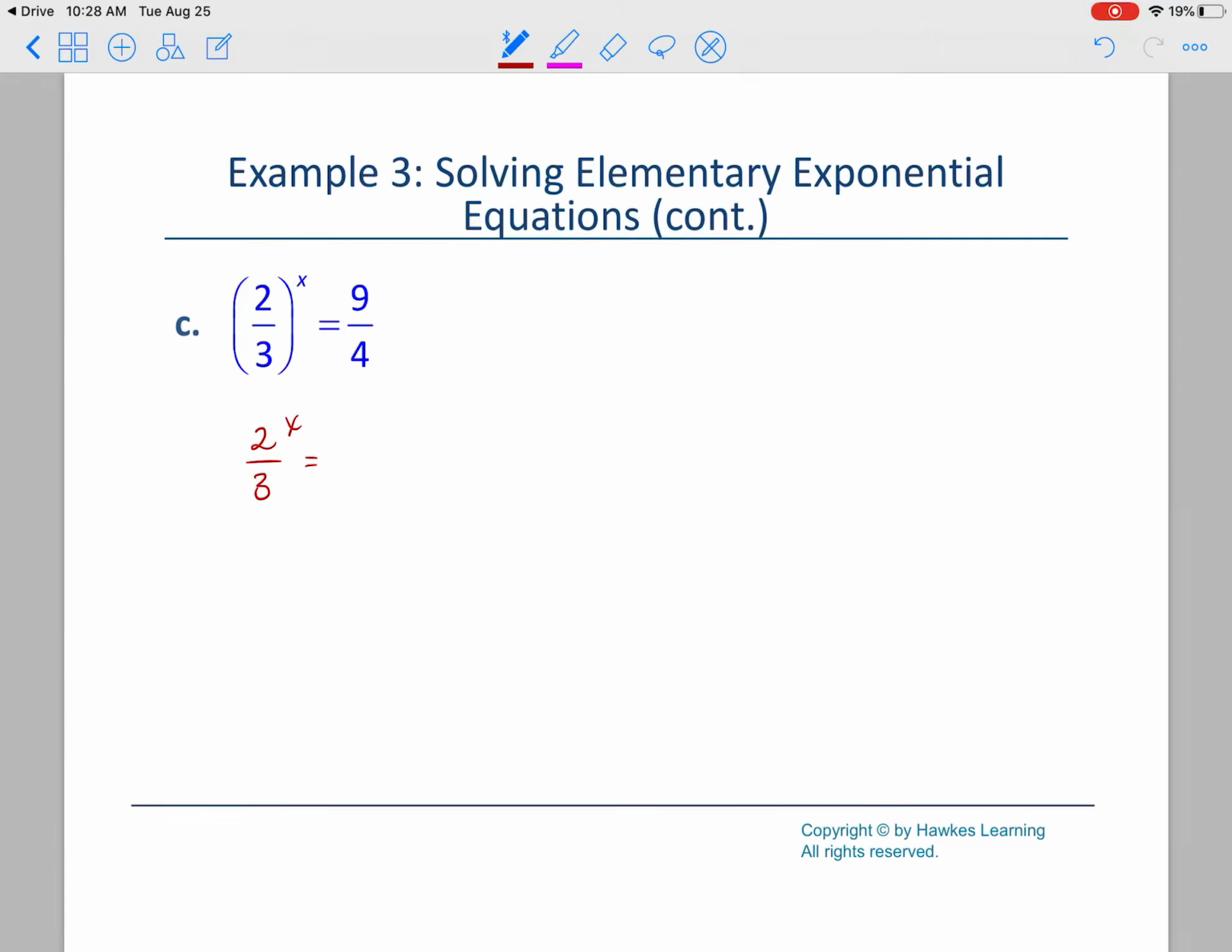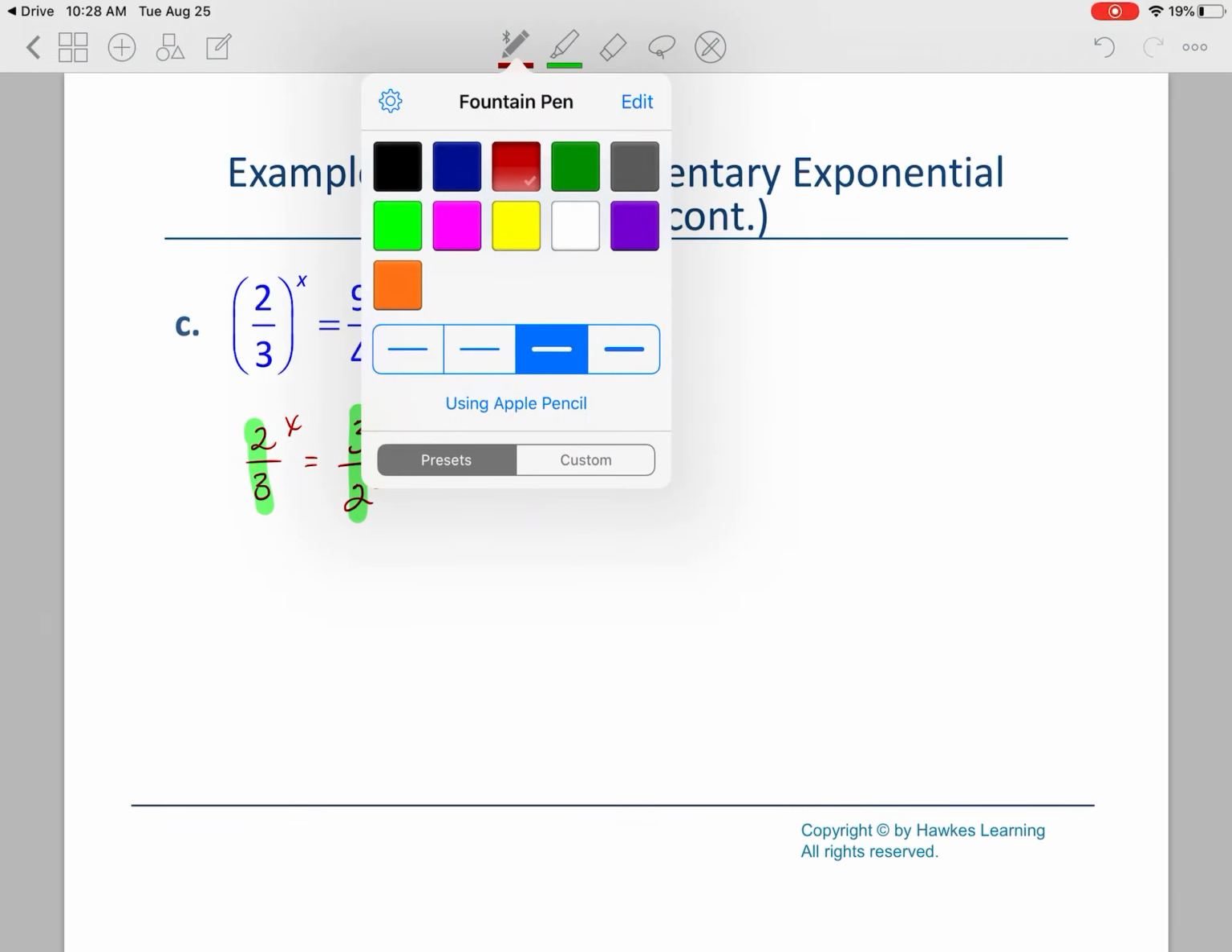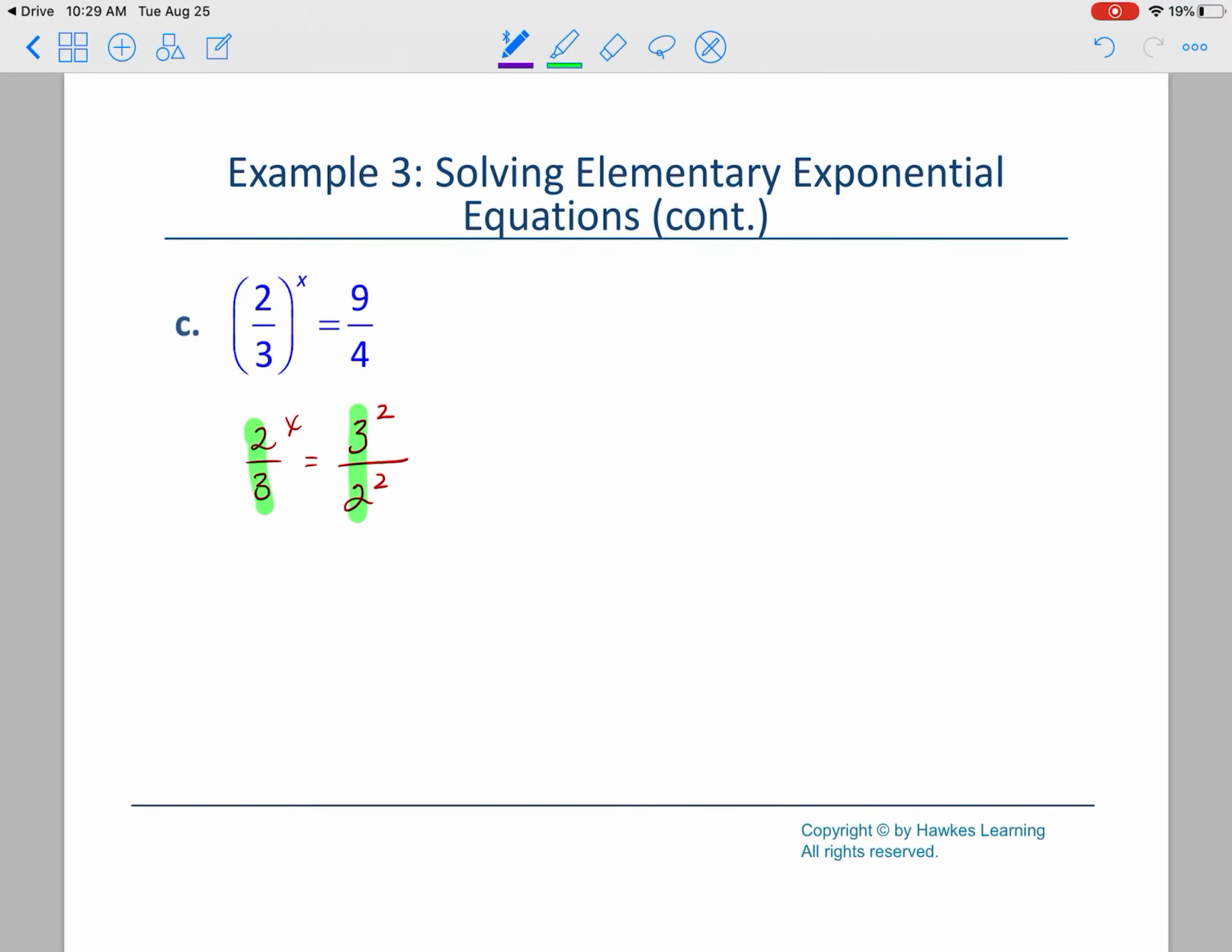Now, can I change 9/4 to a different base? Well, I can simplify the 9 and I can simplify the 4. I know that 9 is 3 squared, and I know that 4 is 2 squared. But be very careful here. Are my bases the same? No. One is 2/3, the other is 3/2. But can I do something to possibly make them the same?